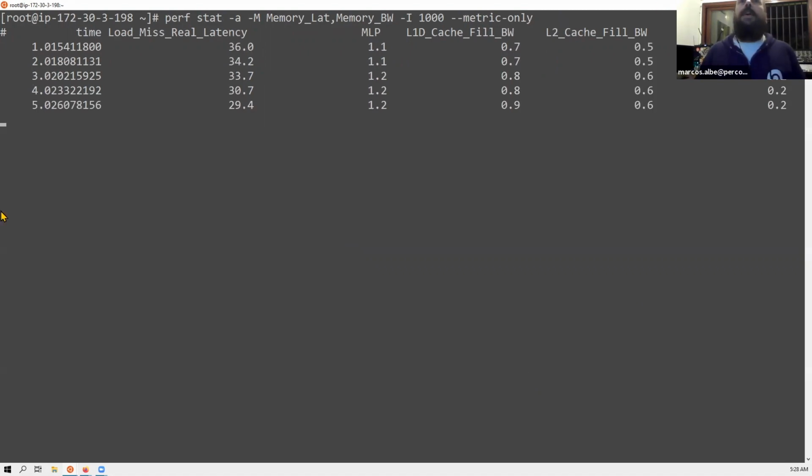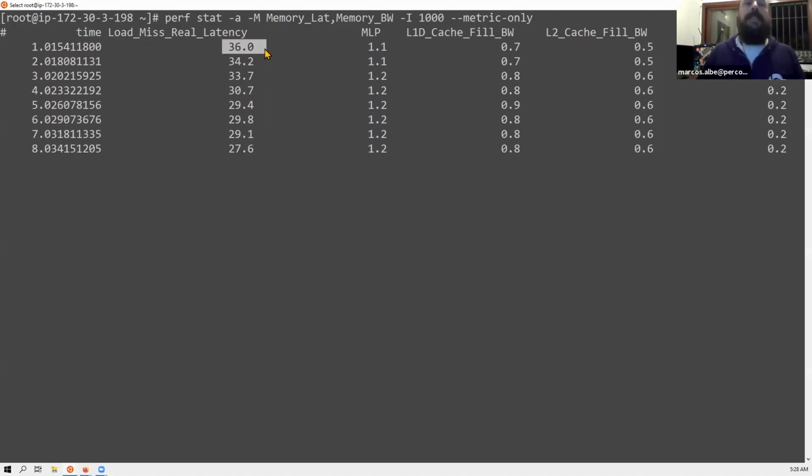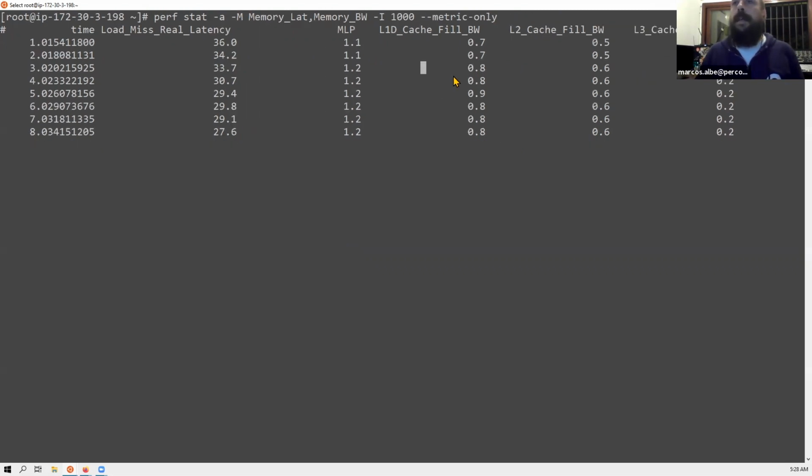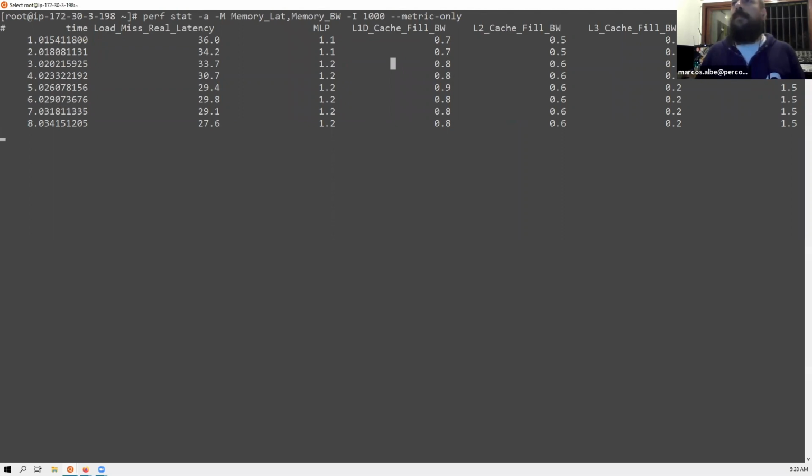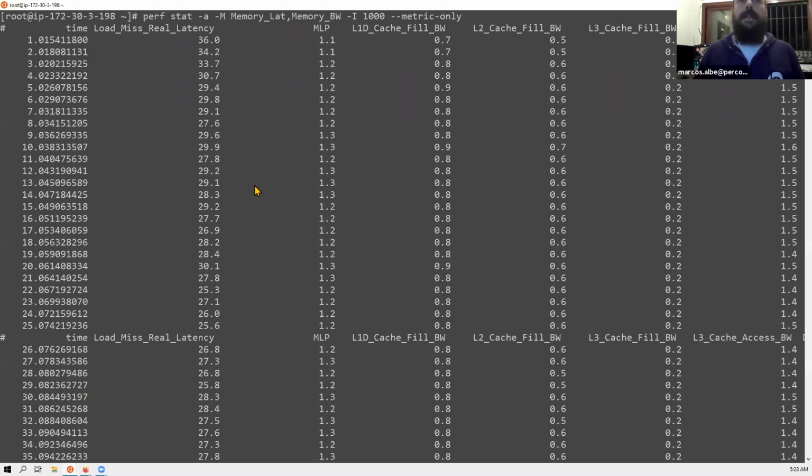So this is giving us the real latency here. This is expressed in CPU cycles. And it's telling us, every time I miss a hit on the level 1, level 2, level 3 cache, how many cycles do I spend going for a load? And then it's telling us the bandwidth for level 1, level 2, level 3 cache, and the access bandwidth for the level 3 cache. So there you go.